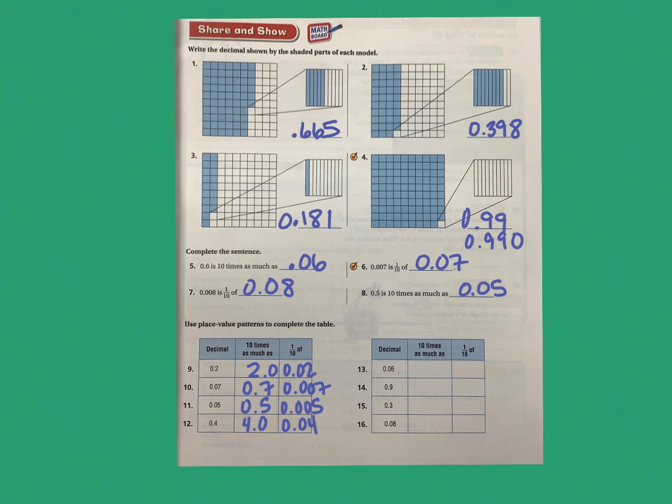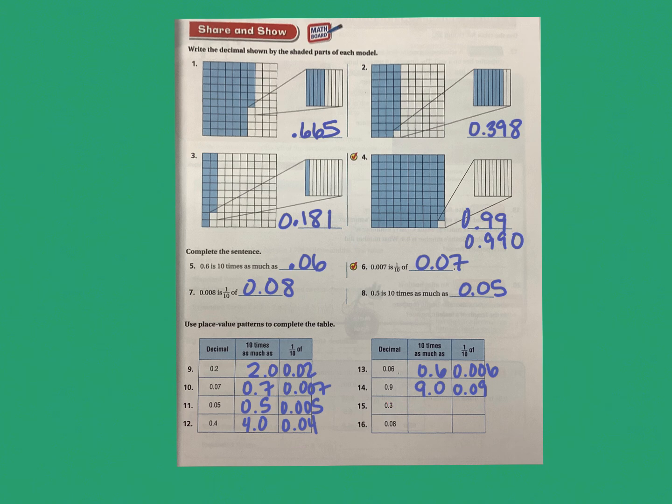Okay, you may want to pause and try this one and see if you're getting it. So give it a try and then push play to check it. Number 13, 6/100ths is 10 times as much as what? Hopefully you got 0.6. Did you get 0.6? I hope so. And 1/10 of that is going to be 6/1000ths. What about 9/10ths? 10 times as much as that is 9.0. And 1/10 of that amount is 9/100ths. Moving that decimal back and forth, that's it.